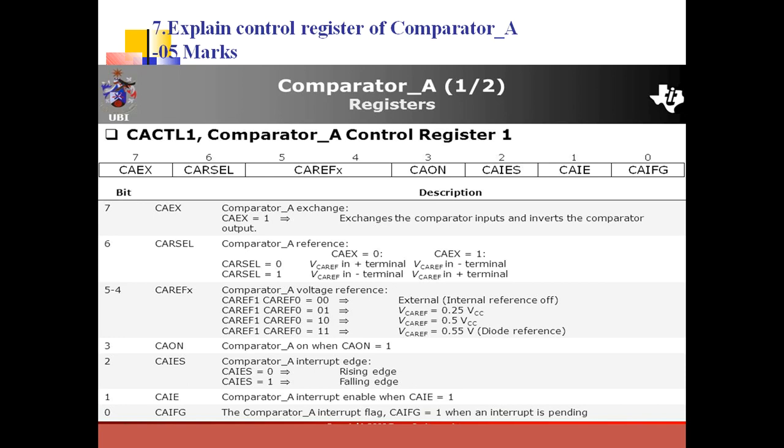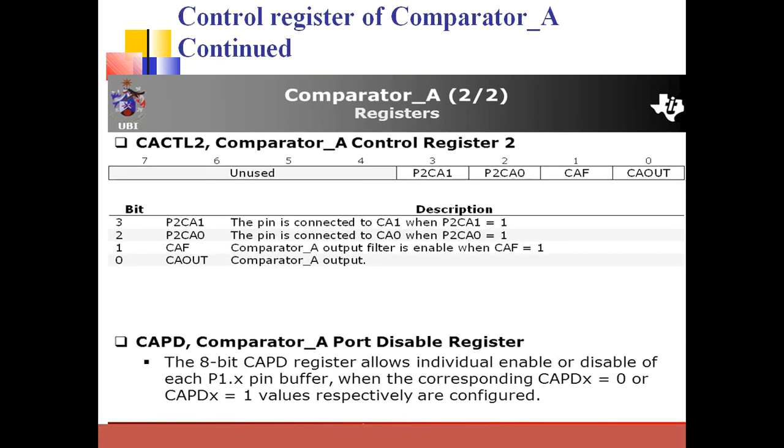Next, comparator A interrupt edge. If it is 0, the rising edge is going to be used. If it is 1, the falling edge is going to be selected. Next, the first bit CAIE, comparator A interrupt enable. When it is 1, it enables the comparator A interrupt. Next one, comparator A interrupt flag. If it is 1, the interrupt is pending.